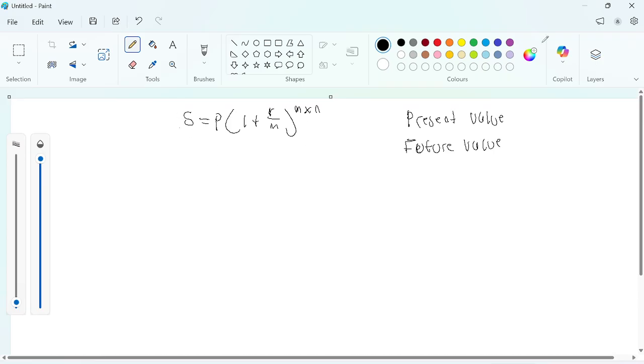So guys, in this case, the only time you will use this formula is for the future value, meaning S is the future value, right? Meaning P is the present value, right? What about this M? This M is the compounding period.